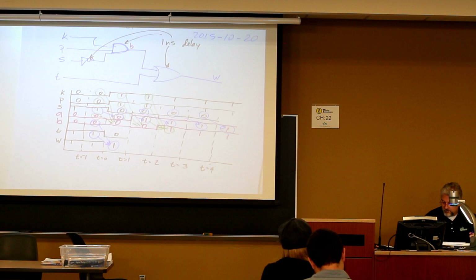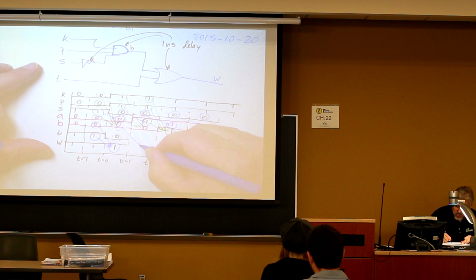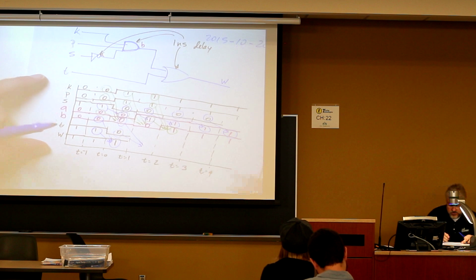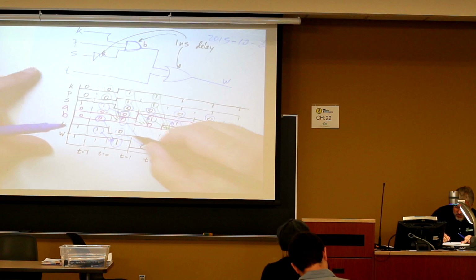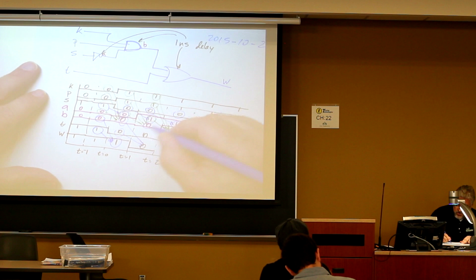But look at the next one. Now we have 0 or 0. And that will yield 0. By the way, T is never going to change, so I'll just write zeros down for all of this. Now let's look at the next one. 0 or 0 is 0.